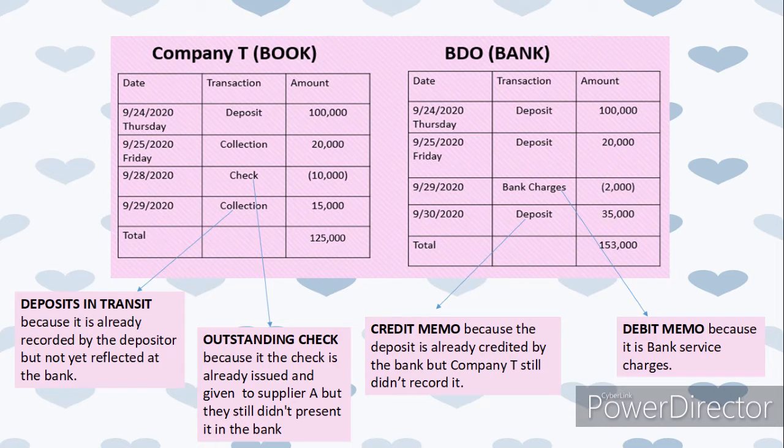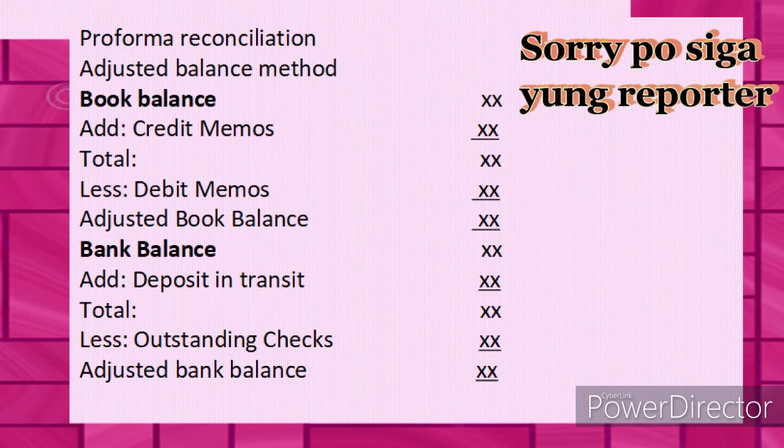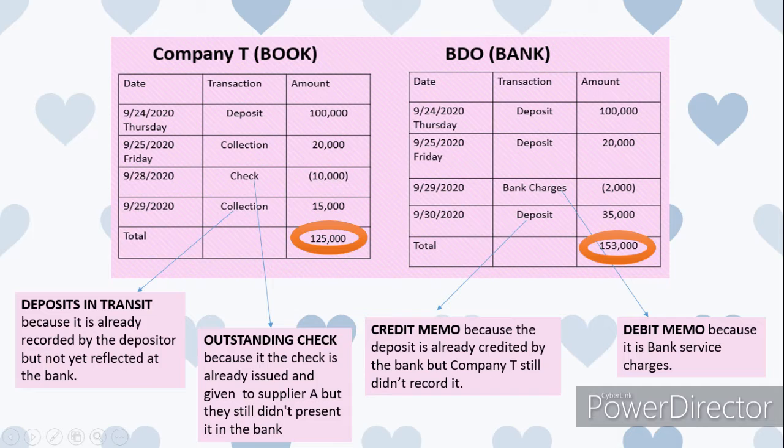Bale yung book, di rin nila alam na may bank charges. Hindi nila alam kung kailan binawas yung bank charges. So yun, credit memo yung 35,000 kasi nga nadagdagan yung account ni Company T. Debit memo yung sa bank charges kasi nga nabawasan yung account niya. So dito tayo sa computation. Ito yung format ng computation, book balance. Ito yung book balance na sinasabi dito, yung total.